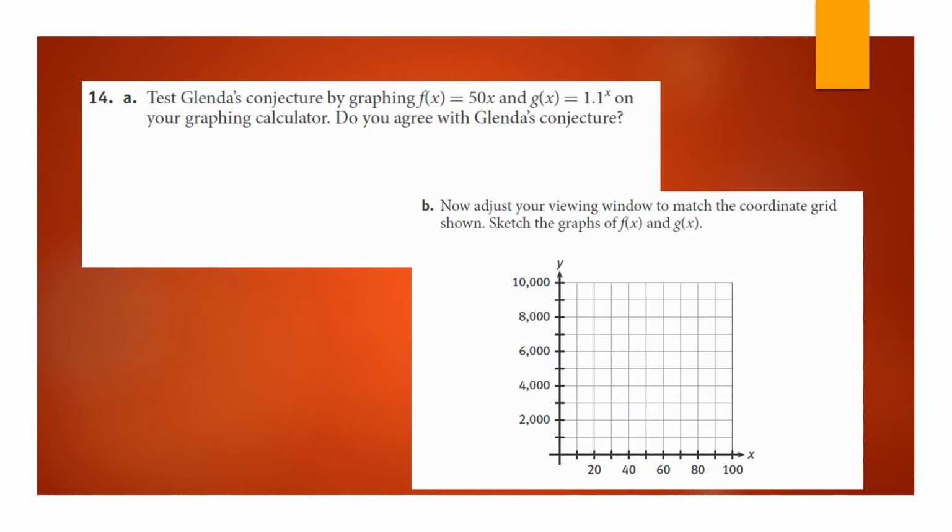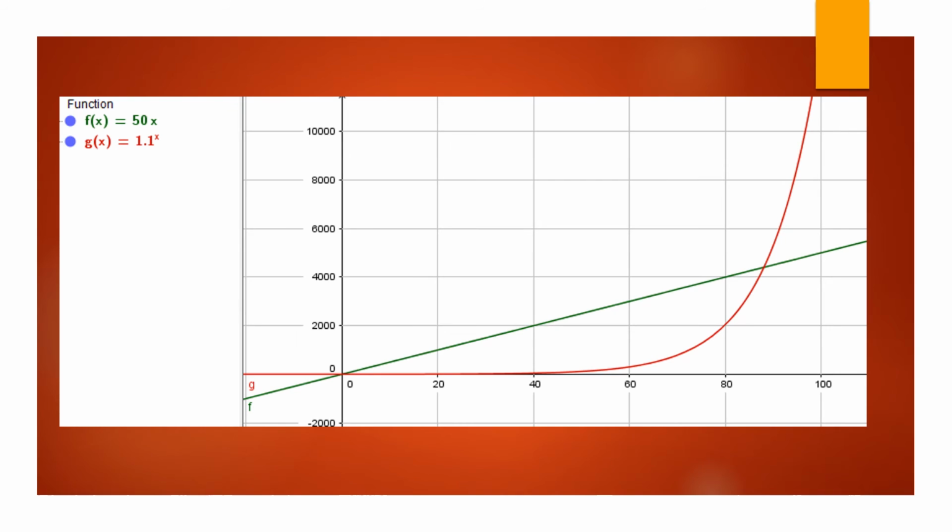All right, so now we want to test Glenda's conjecture by graphing these two functions. So I'm going to let you go ahead and go do that by yourself now. You know what you're doing. And then we're going to see if we agree with Glenda. And her conjecture was that in order for a linear function to always be higher, the exponential function would have to be really, really flat. So she chose a smaller growth factor to see if she could make sure that the linear function always stays higher. So see if she's right that the linear function always stays higher or not.